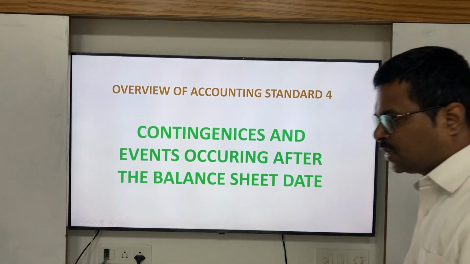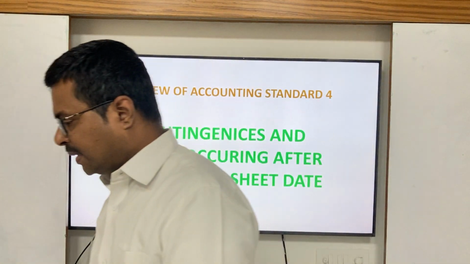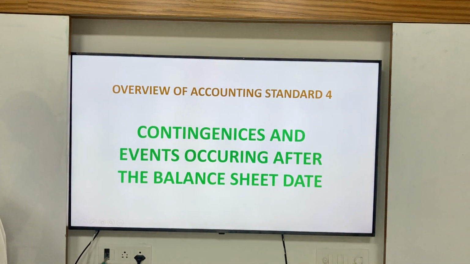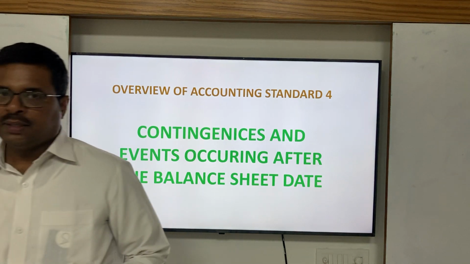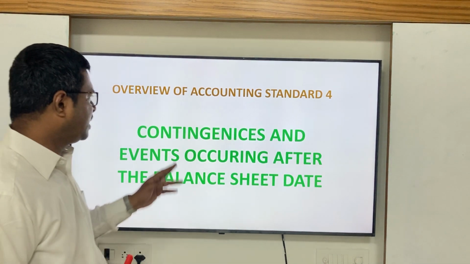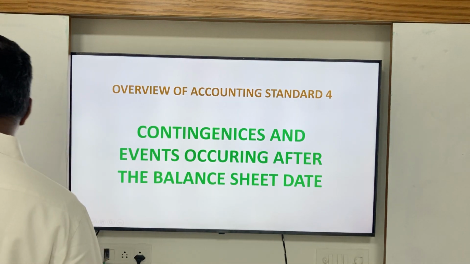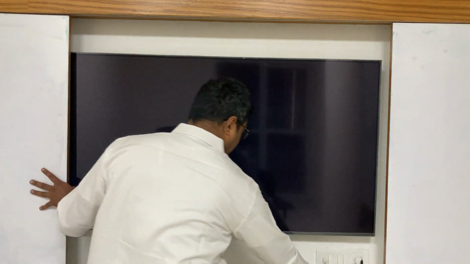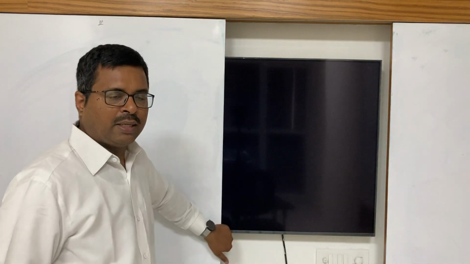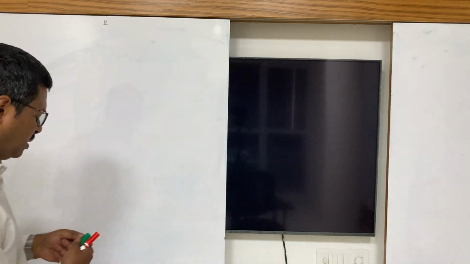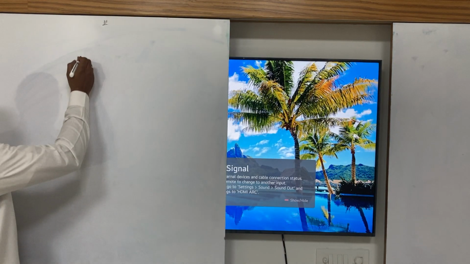Overview of Accounting Standard 4. Accounting Standard 4 deals with contingencies and events occurring after the balance sheet date. There are two things. One is contingencies, another one is events occurring after the balance sheet date. Let us now first understand what are contingencies and what are events occurring after the balance sheet date.